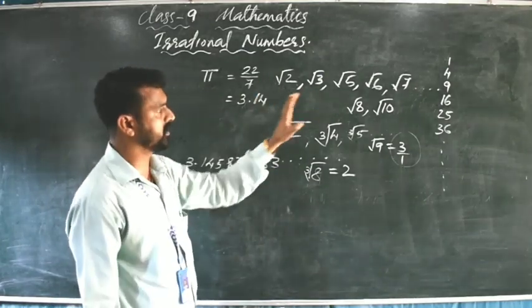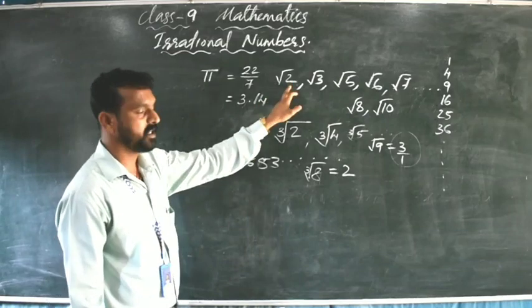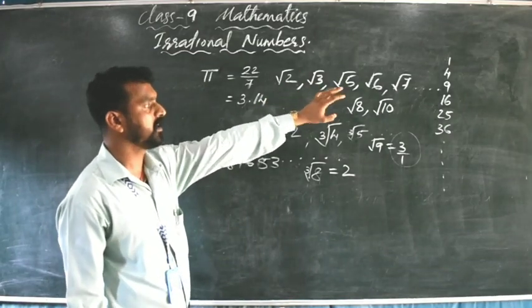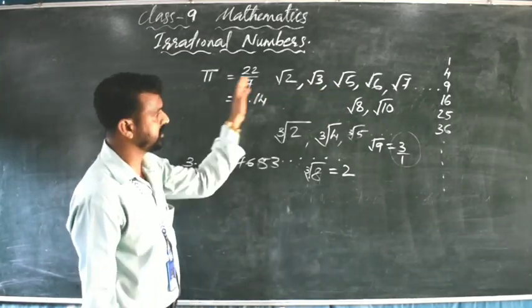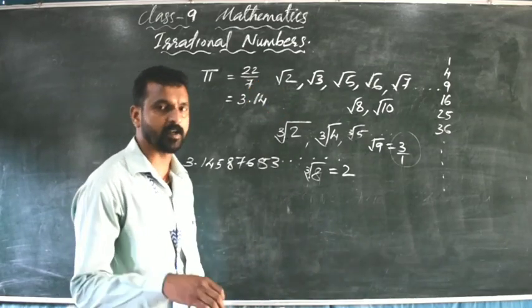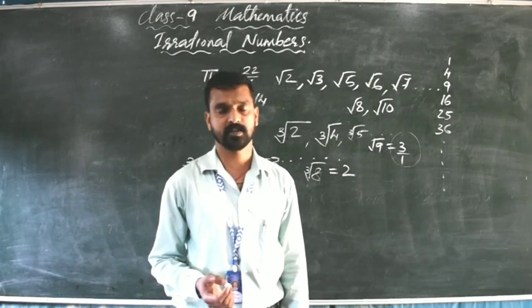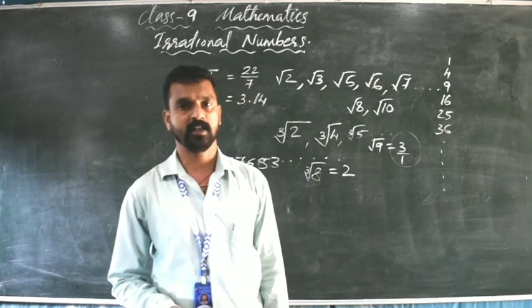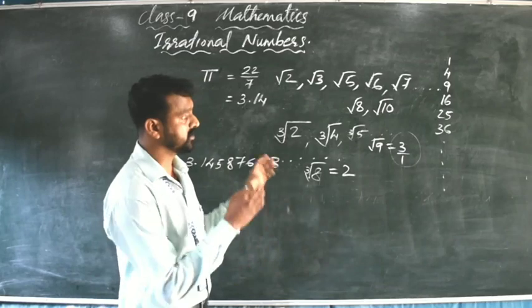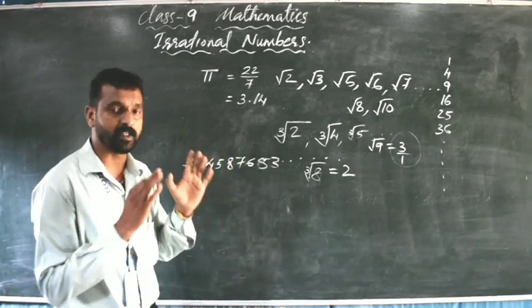So just remember these examples. Root 2 is an irrational number. Root 3 is an irrational number. Root 5 is an irrational number. These are just examples you should remember. The proof you will study in class 10 only. We can prove that root 2 is an irrational number, but that proof you will study in class 10. So for now, just remember this: irrational numbers.